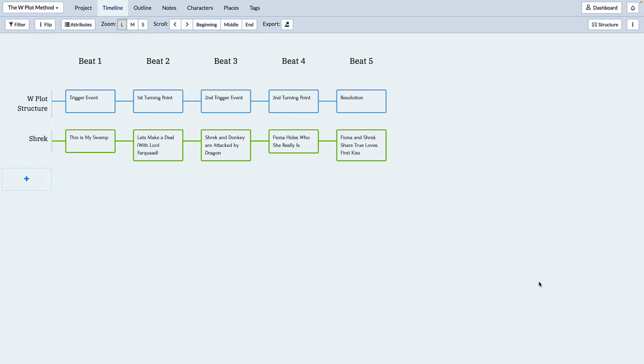So we see that we've got this W shape for Shrek. He goes downward when his swamp is invaded. He goes upward when he thinks it's going to be an easy fix. He goes downward when the fix turns out to be harder than he thought it was going to be. And he goes back upwards when he makes the decision to stop the wedding and to go after Fiona. And that is how the story of Shrek fits with the W plot method.